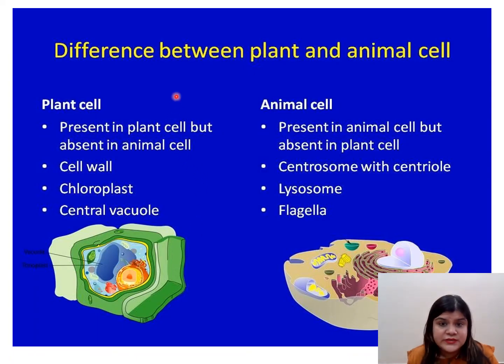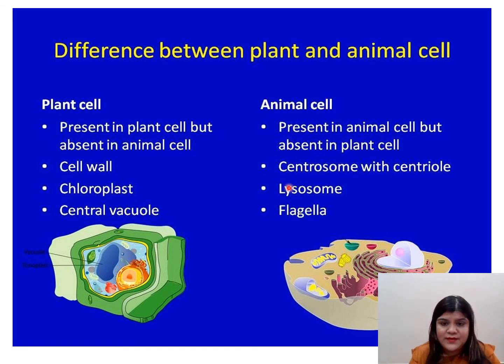Now, what are the differences between plant and animal cells? As you can see, plant cells are present in plants but absent in animals. Obviously, animal cells are present in animals but absent in plants. Plant cells have a cell wall. I told you plants need the cell wall. Why? Because they live in harsh climatic conditions. They have to tolerate the wind speed, the high temperature and the rainfall. They are also immovable, so they cannot go for shelter. So they need a protective layer, which is known as the cell wall.